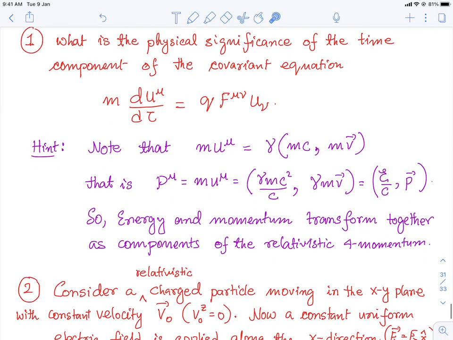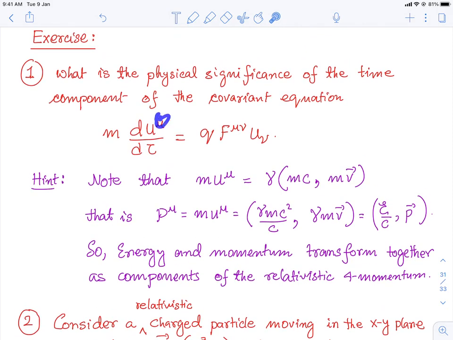So with that hint, I want you to figure out what is the zero component of this equation and what is its physical significance. Because that is something new. Our Newton's law were just 3 equations for a particle, right? So now we have a time component as well. So what is that saying? What is that time component saying? That I want you to figure out yourself.